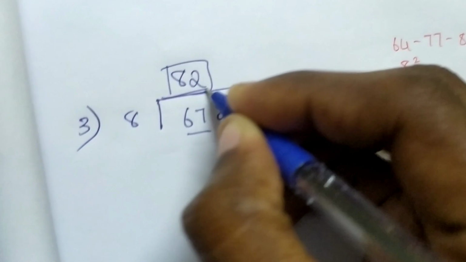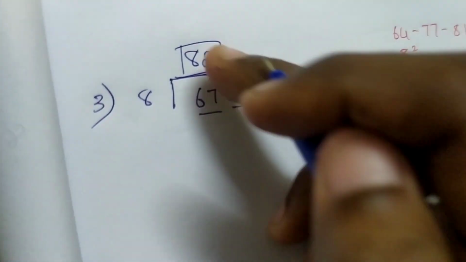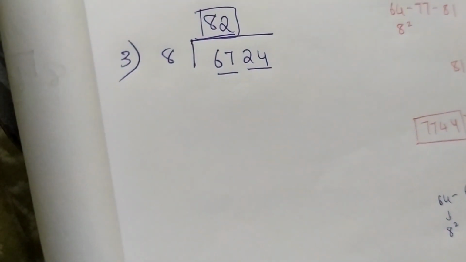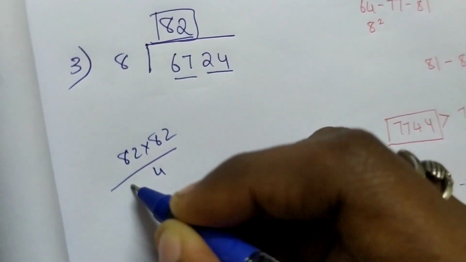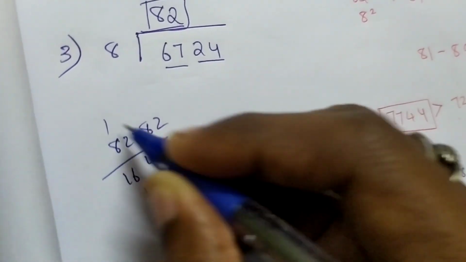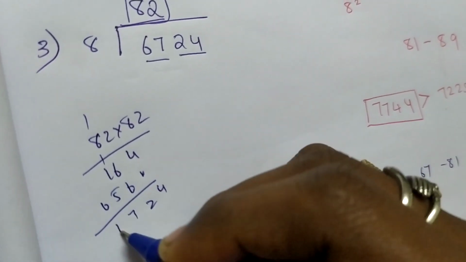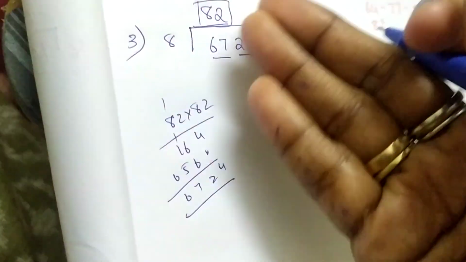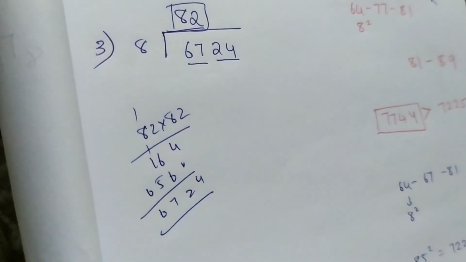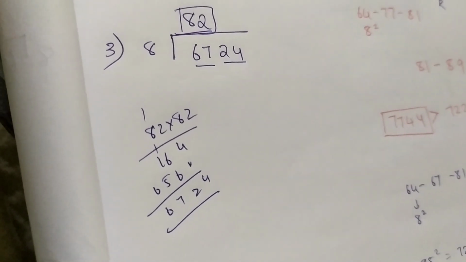So 82 is the square root of 6724. If you want to check, what you can do is 82 into 82. 2 twos are 4, 8 twos are 16, 8 twos are 16, 8 eights are 64, 65. If you add those things, you will get 6724. You can check by directly taking the square of that quotient, which is 82. Can you understand? Okay, we will do 2 more problems.